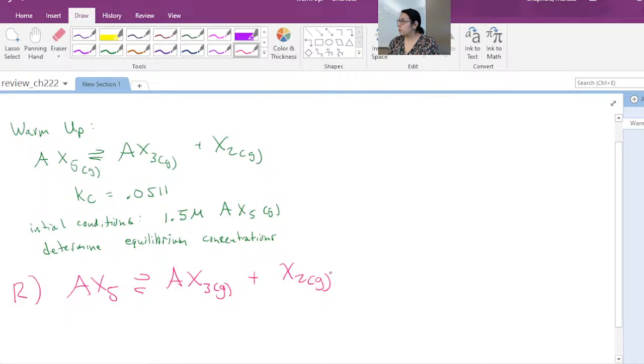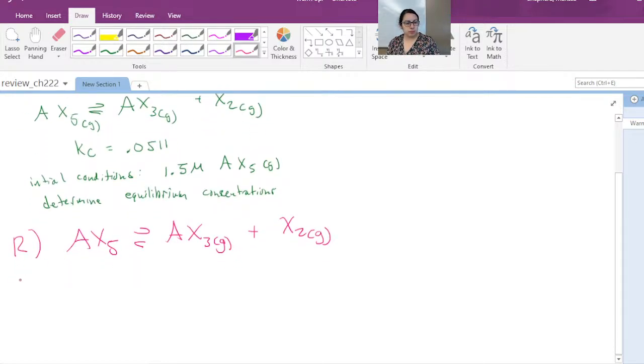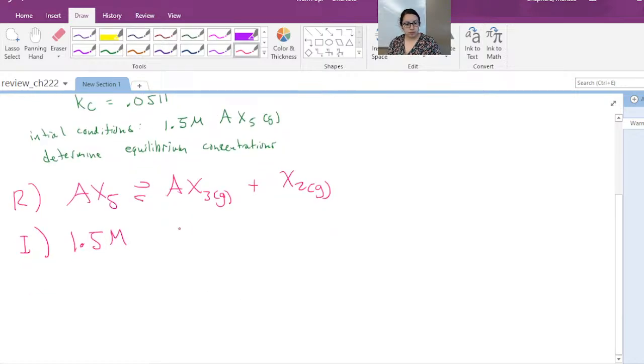So we're given the initial concentration for AX5. So I've got 1.5 right there, and 0 moles for those two. So reaction, initial, equilibrium. So our X right here, since we've got nothing over here, it's all going on this side: negative X, positive X, positive X. So this would be 1.5 minus X.